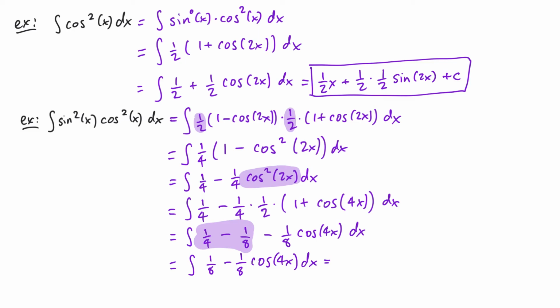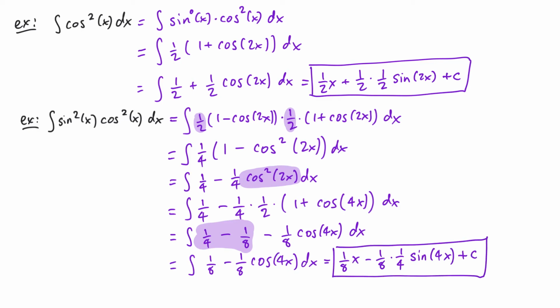The antiderivative for 1/8 is 1/8 x minus 1/8 times the antiderivative for cosine 4x, and that's going to give us 1/4 times sine 4x, and then plus c. So that's our final answer.